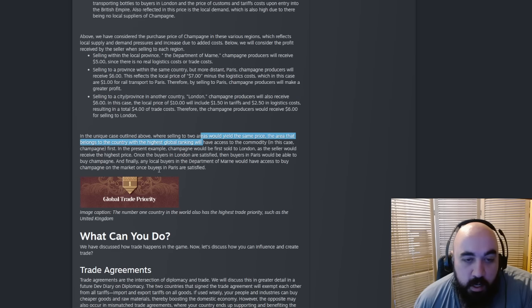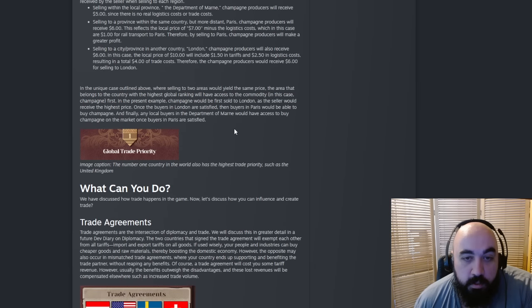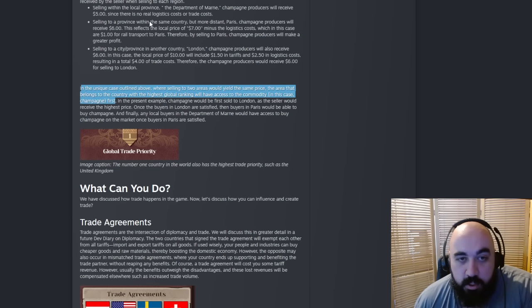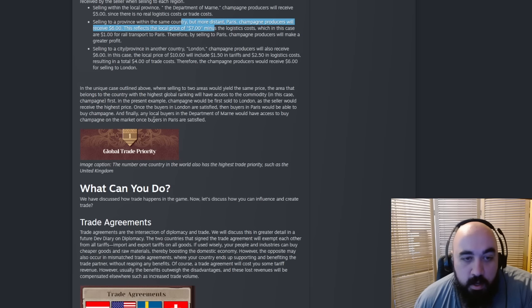In the unique case outlined above, where selling to two areas would yield the same price, the area that belongs to the country with the highest global ranking would have access to the commodity, in this case champagne, first. So your own country would have first access, and so the champagne would go to Paris instead of London. In the present example, champagne would be first sold to London, as the seller would receive the highest price.